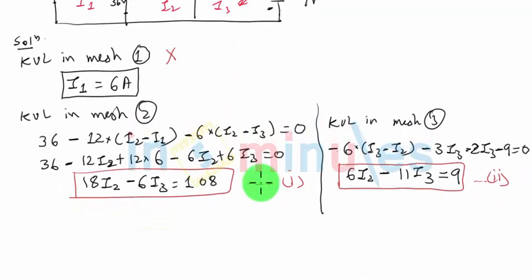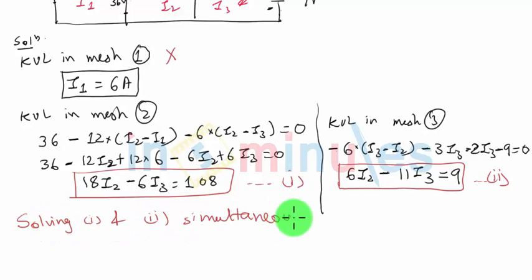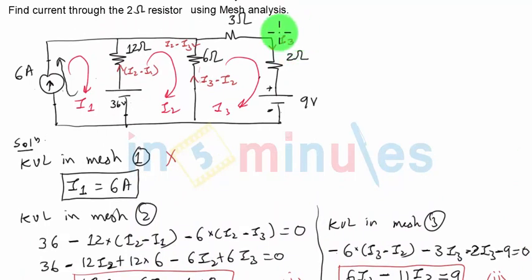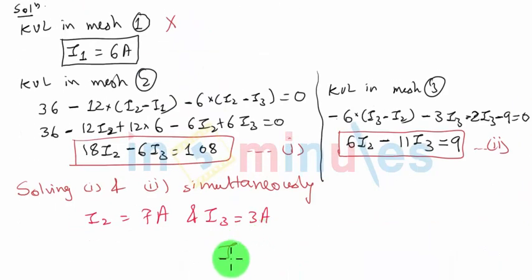So we have two equations, so solving 1 and 2 simultaneously, we can solve them in calculator. We will get the value of I2 and I3. So I2 will be equal to 7 amperes and I3 will be equal to 3 amperes. But please remember, this is not my final answer. My final answer was to find current through 2 ohm resistance, but we know that current through 2 ohm resistance is nothing but I3, and hence we say that current through 2 ohm resistance, which is I3, equal to 3 amperes becomes my final answer.